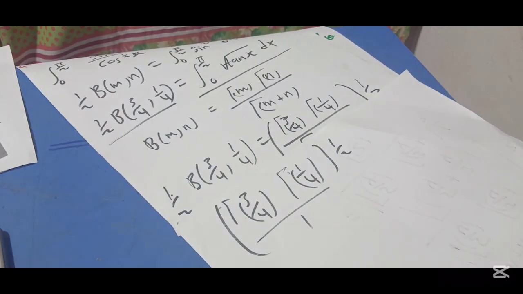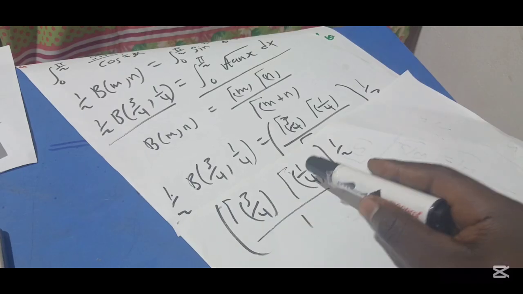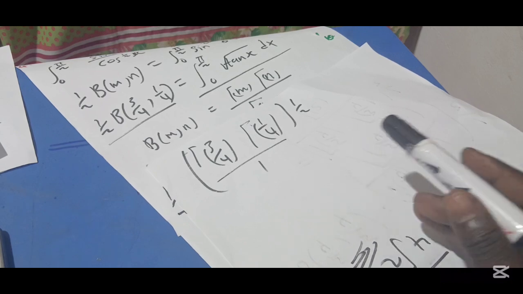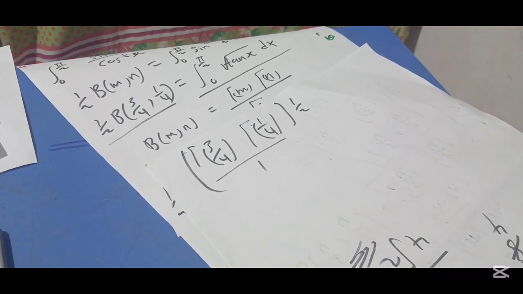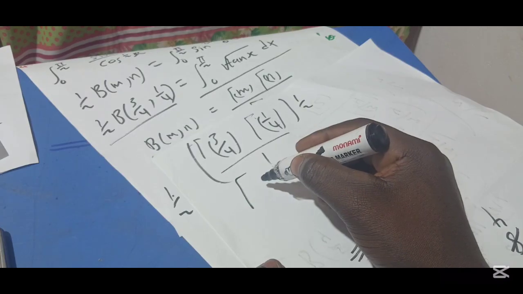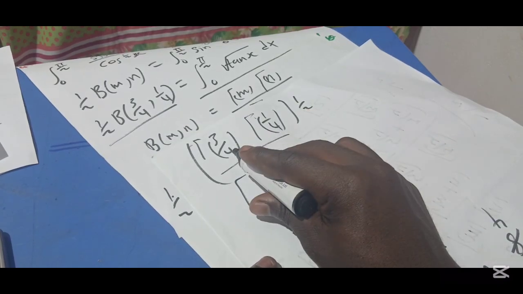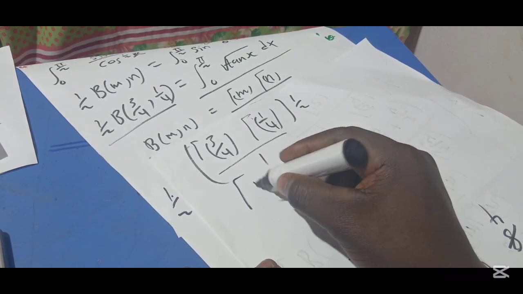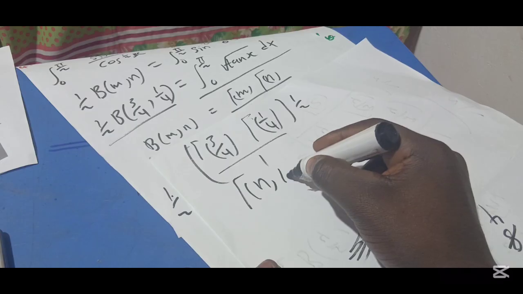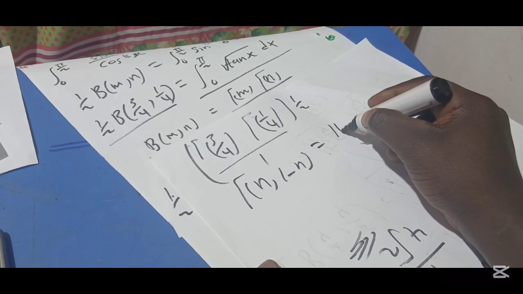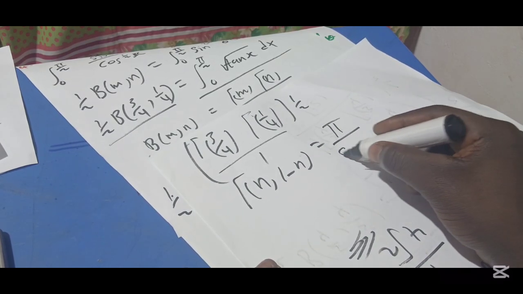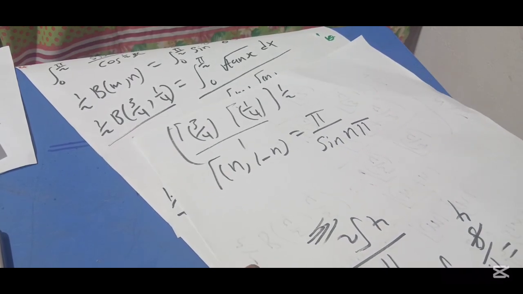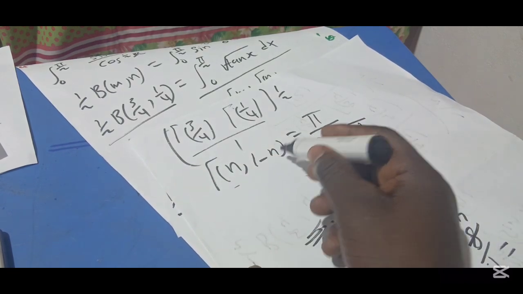Since we have gamma 3 on 4 and gamma 1 on 4, and the bases are the same, we can use a shortcut method, which is known as Euler's reflection formula. Terms of this form can be solved by Euler's reflection formula: if we have gamma of n, comma, gamma of 1 minus n, then it should be equal to pi over sine n pi.